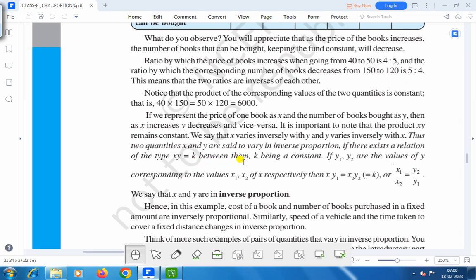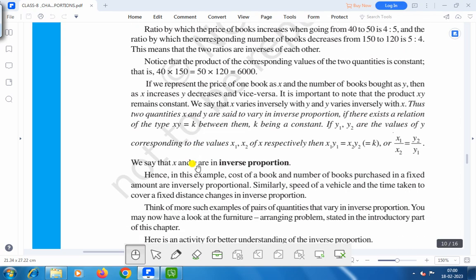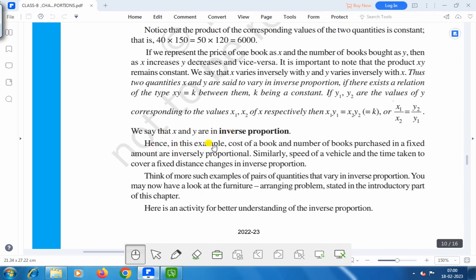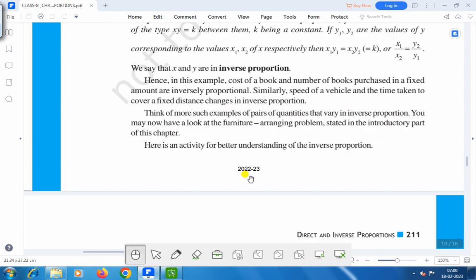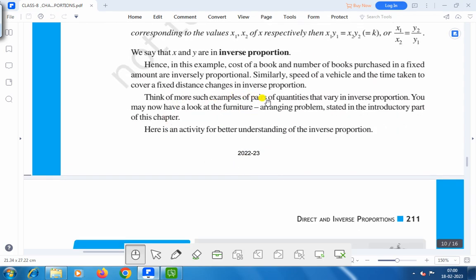a constant. If y1 and y2 are the values of y corresponding to the values x1, x2 of x respectively, then x1y1 = x2y2 = k, or x1/x2 = y2/y1. We say x and y are in inverse proportion. Hence, in this example, the cost of a book and the number of books purchased with a fixed amount are inversely proportional. Similarly, the speed of a vehicle and the time taken to cover a fixed distance change in inverse proportion. Think of more such examples of pairs of quantities that vary in inverse proportion.